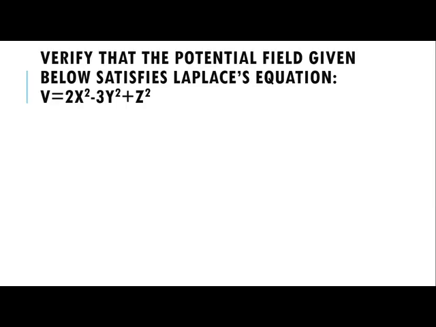So note down this question. We have to verify whether a given potential field satisfies a given Laplace equation. The potential field given is 2x square minus 3y square plus z square. This is a very simple example just to convey how to verify a Laplace equation. Laplace and Poisson's equation is theoretically explained in my previous video.